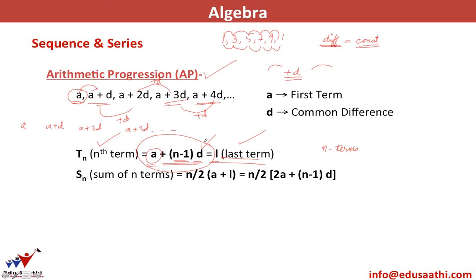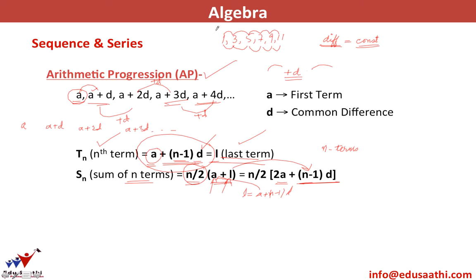The sum of n terms of an AP is given as n by 2 into (a plus l). That means if I add up the first and the last term and multiply it with half of the number of terms, I will get the sum of all the terms. If the last term is not given to me, I can always put back the formula and get my answer. So I'll put l equal to A plus (n minus 1) into D. This A will combine with this A and give me 2A plus (n minus 1) D.